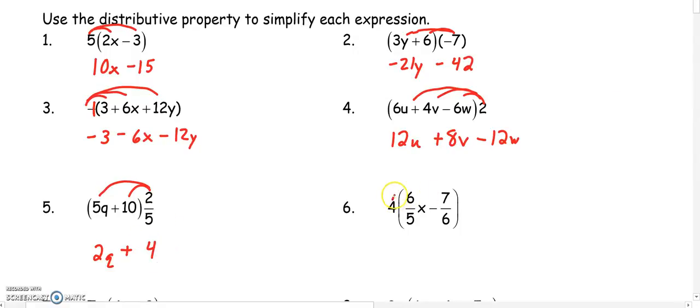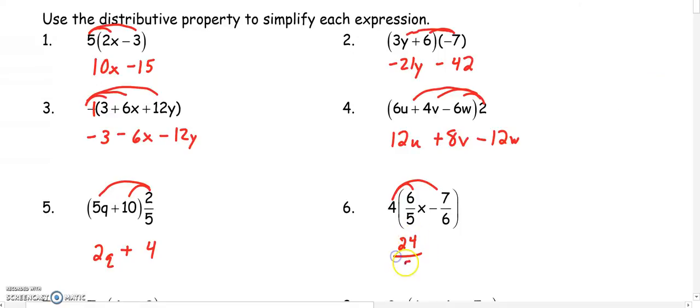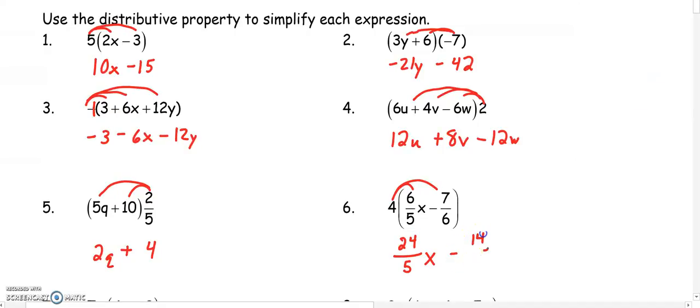Number 6, same thing. When I multiply by 4, I can either multiply by hand or I can use my calculator. So 4 times parentheses 6 divided by 5 gets us 4.8. Remember, do not write as a decimal, so hit math, enter, enter. So our fraction is 24 over 5x. And then 4 times parentheses negative 7 divided by 6. Decimal again, so math, enter, enter. Minus 14/3.